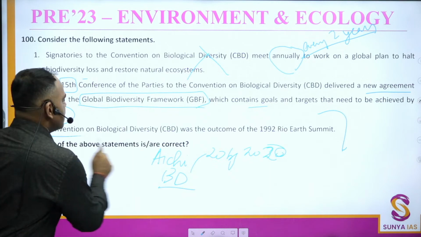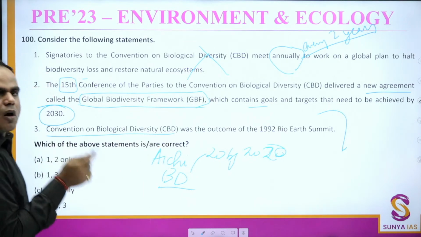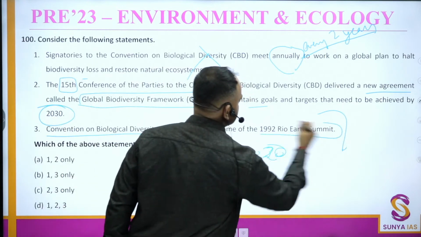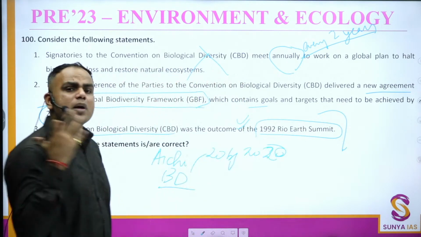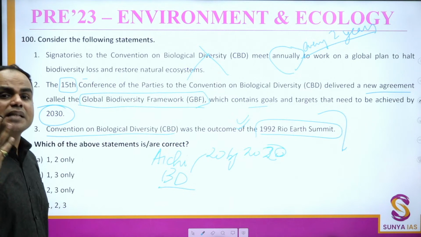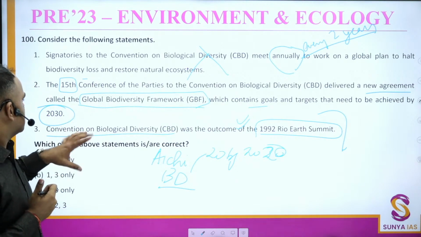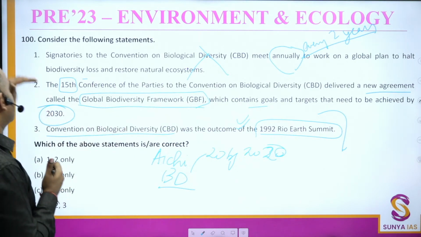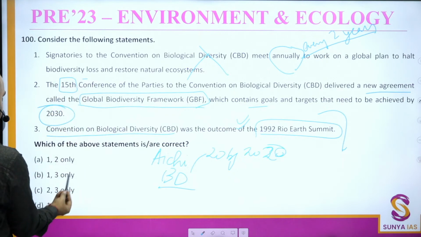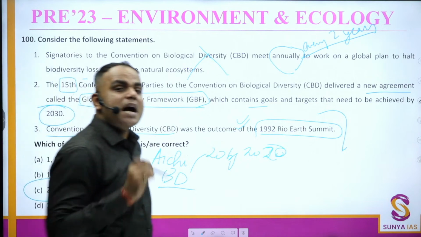Statement 3: the Convention on CBD was the outcome of the 1992 Rio Earth Summit. Yes, and even UNFCCC and UNCCD were also outcomes. So that is true, and the CBD statement is correct. So statement 1 was wrong, but statements 2 and 3 are correct. So the answer for question number 100 is C.